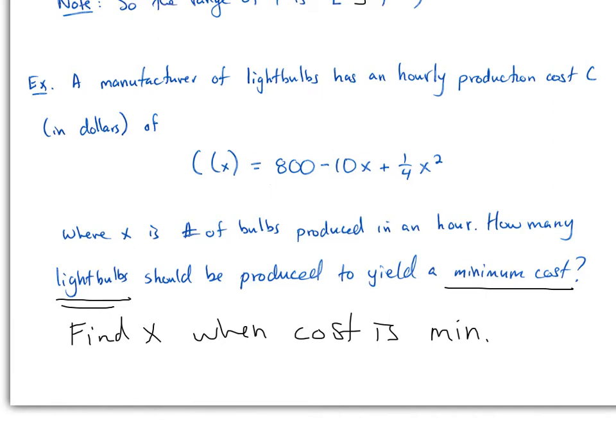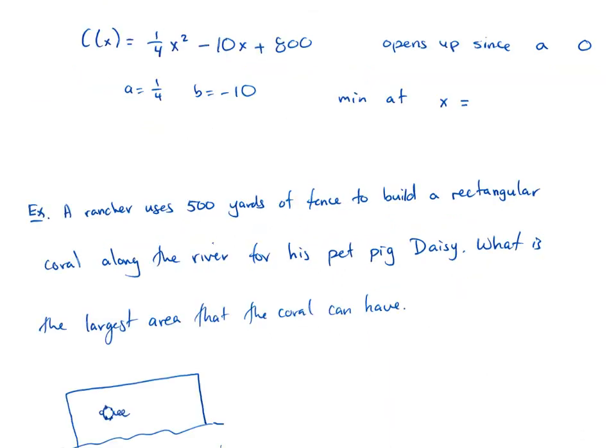And our cost is this quadratic function. Now, why should it have a minimum? We know this function has a minimum because a is positive. The number in front of the x squared is positive, which means our parabola is going to open up. It's going to have a minimum value, and that value is going to be located at the vertex. The x coordinate of that vertex is found by our formula, negative b over 2a.